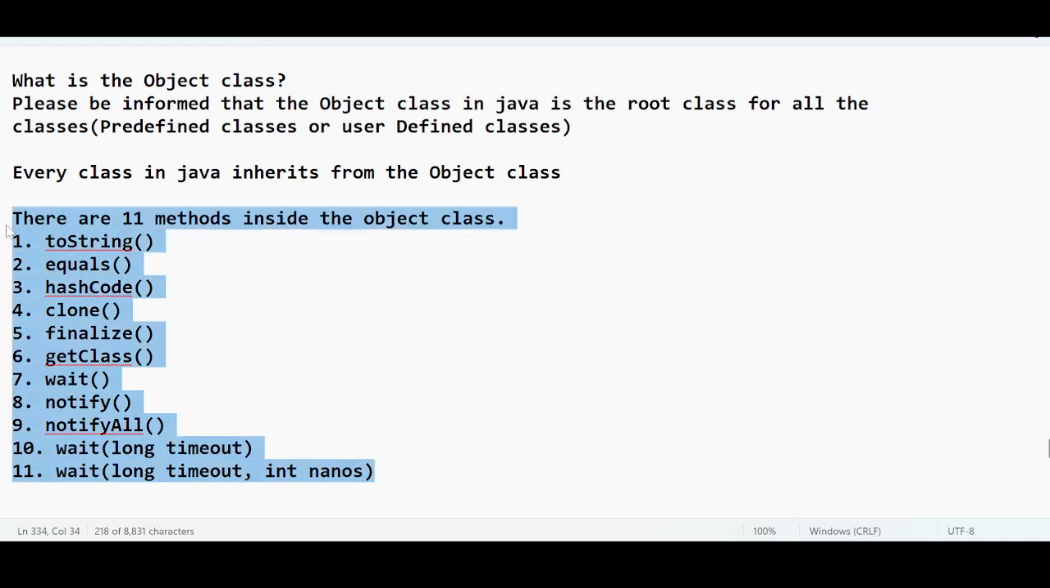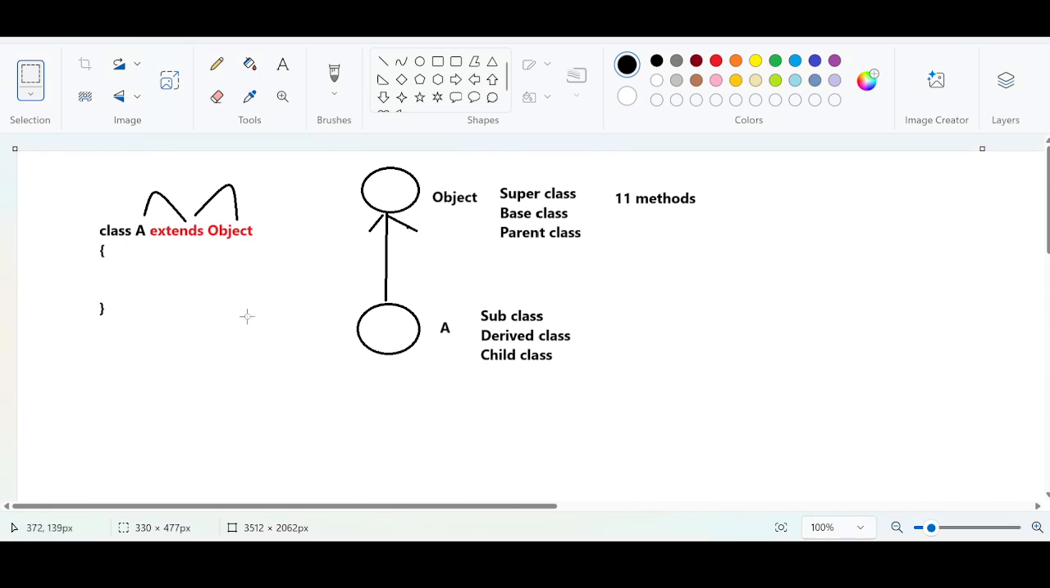So these common functionalities are placed in which class? Object class. That is the reason why when you are writing any class, every class by default is getting extended to what? Getting extended to object class.